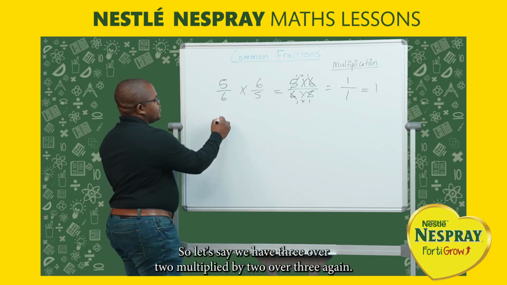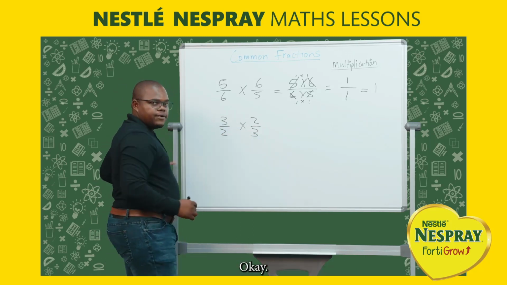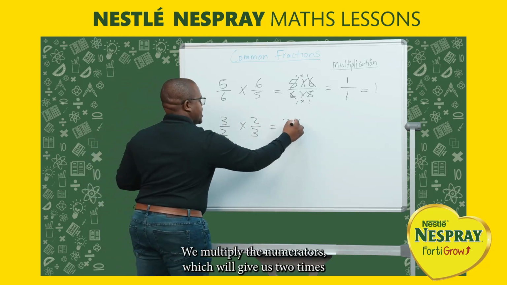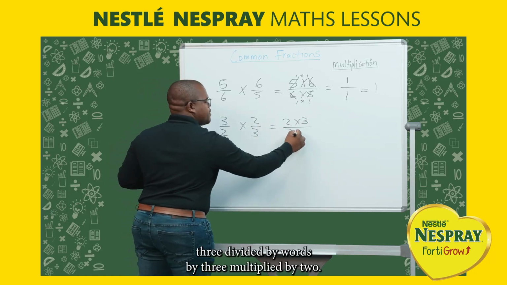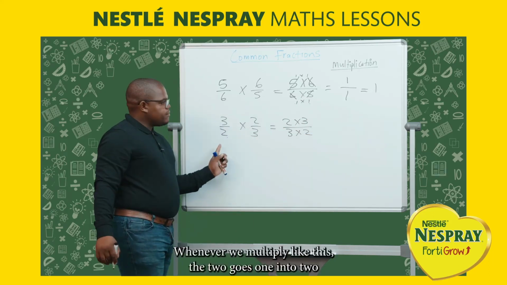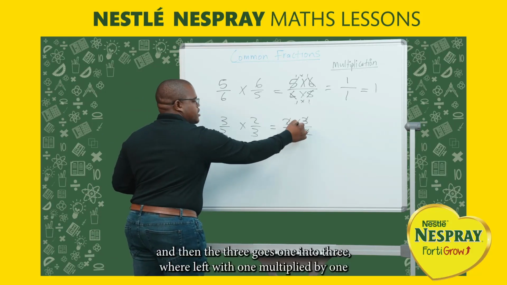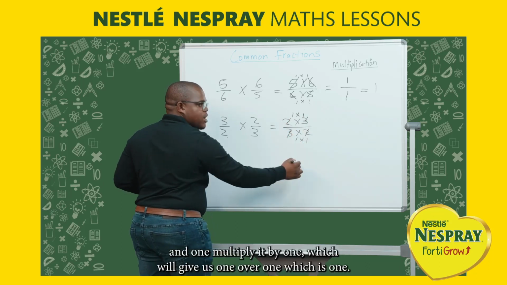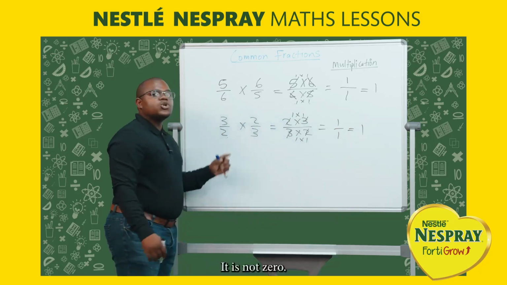Okay, so let's say we have 3 over 2 multiplied by 2 over 3 again. We multiply the numerators, which will give us 2 times 3, divided by what? By 3 multiplied by 2, okay? Whenever we multiply like this, the 2 goes once into 2, and then the 3 goes once into 3. We are left with 1 multiplied by 1 and 1 multiplied by 1, which will give us 1 over 1, which is 1. It is not 0.